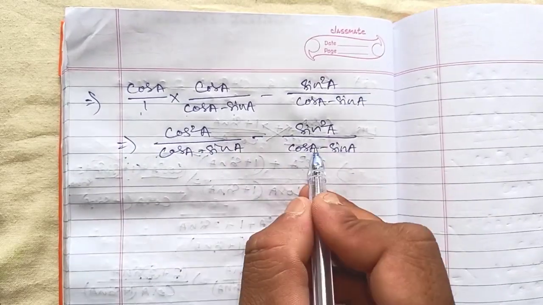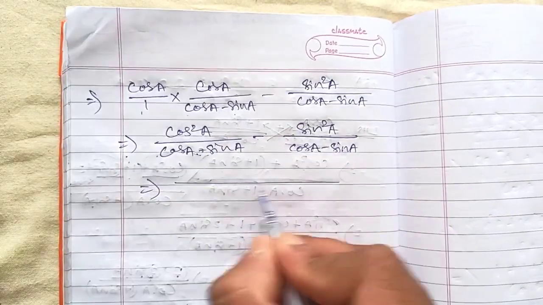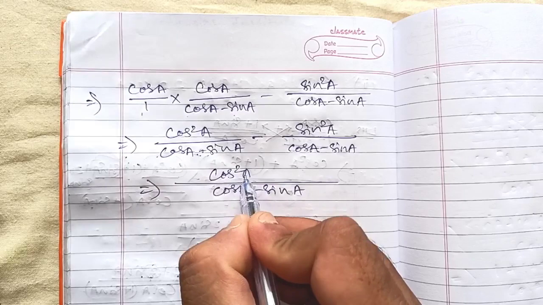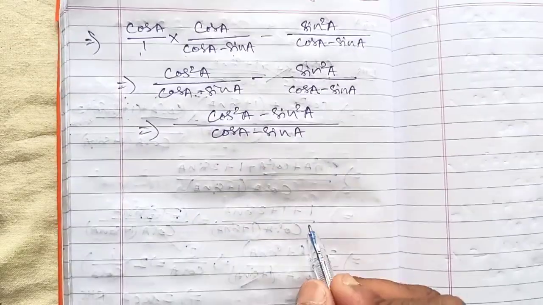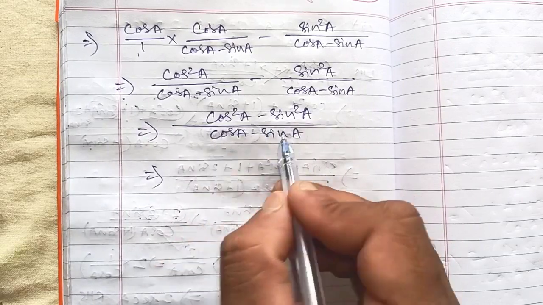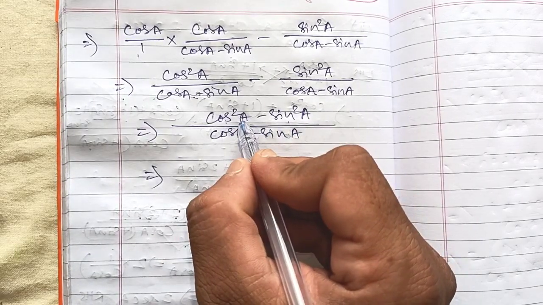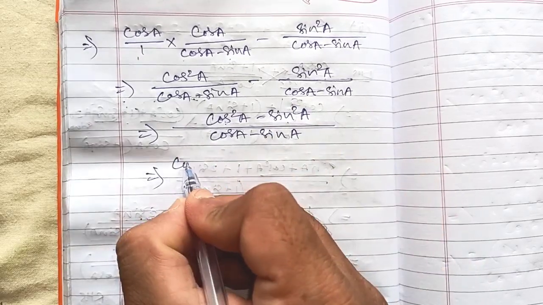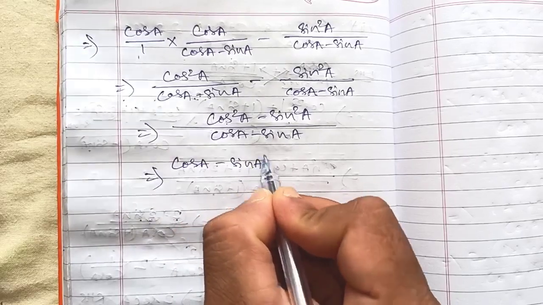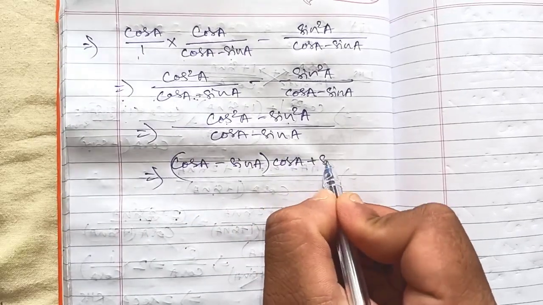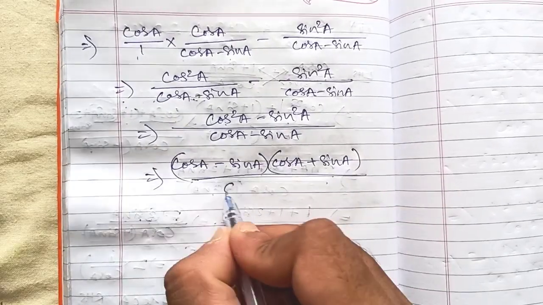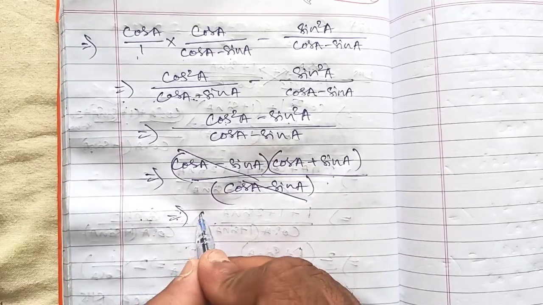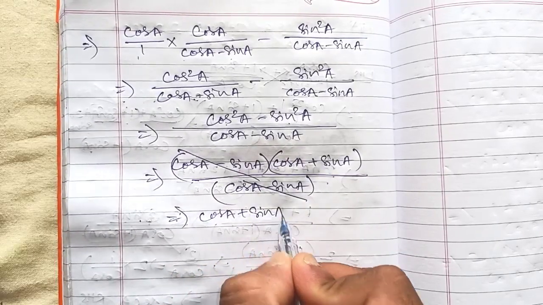Now look at the denominators, both are the same, so the LCM is cos A minus sin A, and the numerator will be cos square A minus sin square A. Now use the formula here. This is a square minus b square, and the formula is a minus b into a plus b, whole divided by cos A minus sin A. These two cancel. So what is the term left? Cos A plus sin A.